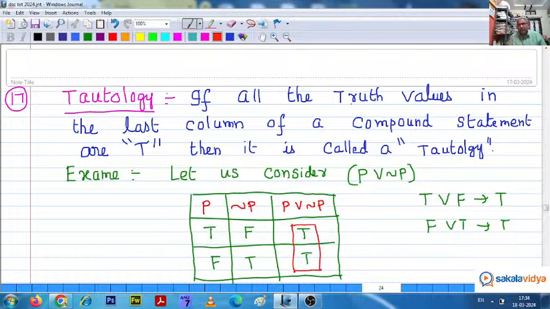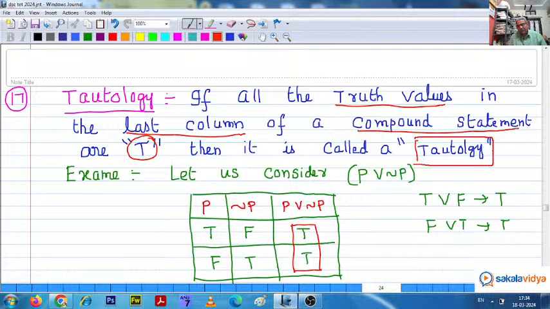See, if all the truth values in the last column of a compound statement are T, true itself only, then it is called tautology. This is very, very important.